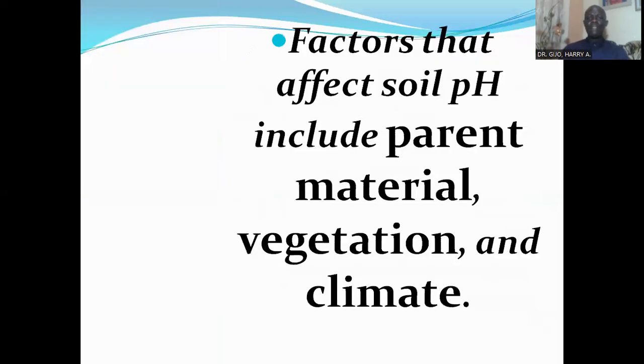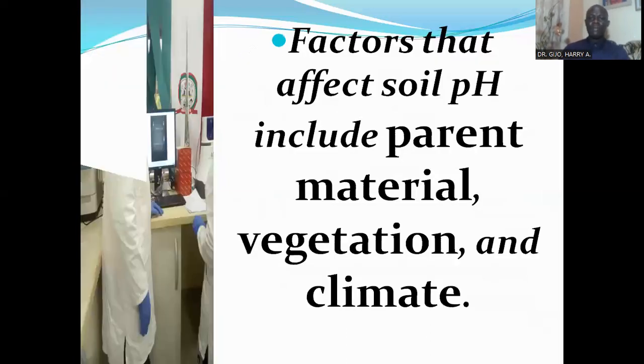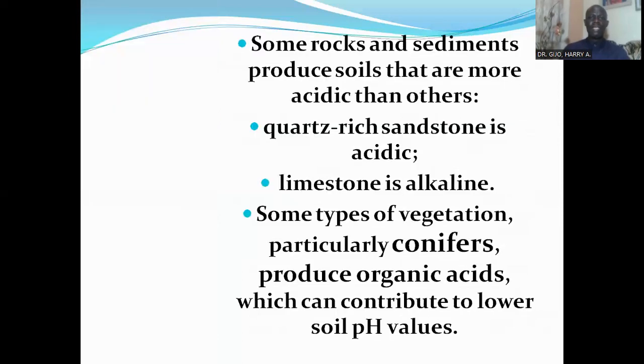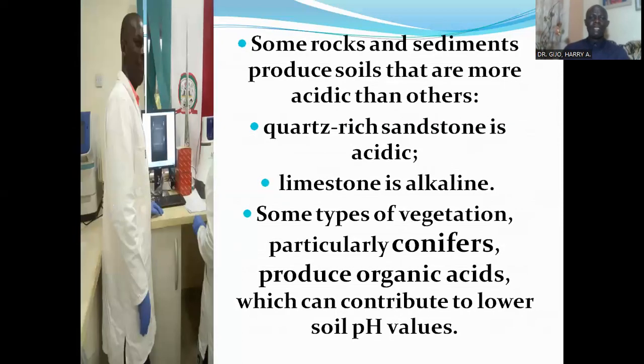Factors that affect soil pH include parent material, vegetation, and climate. The parent material of the soil affects the pH of the soil. Vegetation, such as conifers: soil under coniferous vegetation tends to be acidic. Then the climate also affects the pH of a soil.